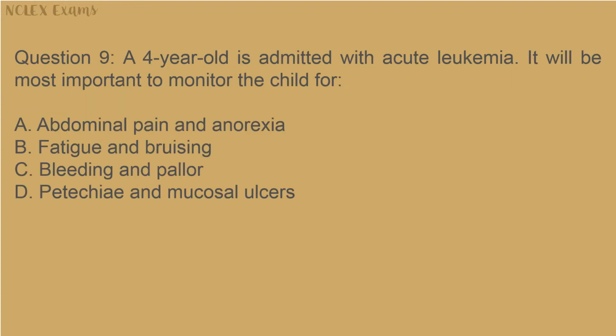Question 9. A 4-year-old is admitted with acute leukemia. It will be most important to monitor the child for: A. Abdominal pain and anorexia. B. Fatigue and bruising. C. Bleeding and pallor. D. Petechiae and mucosal ulcers.